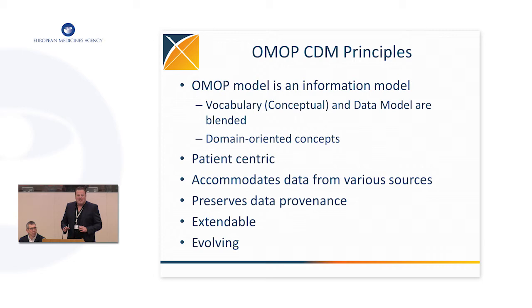What's important to understand is that the OMOP CDM is not only a fixed structure, but it's, as we call it, an information model. So it tries to standardize both the vocabularies, the conceptual model, as well as the data model. And so those two are blended. We also have the concepts are domain-oriented, so it's very clear from the vocabulary where each of the elements belong in the CDM, and I'll show that later when I share the model itself.